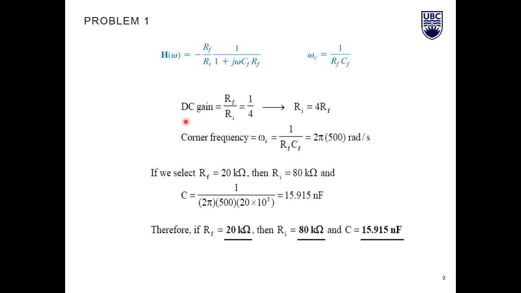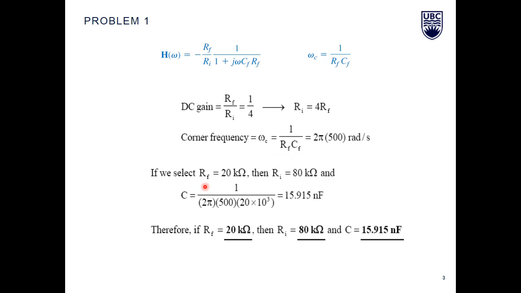So the question asks us to have a DC gain of 0.25. The DC gain in this transfer function is RF over Ri, and if we put RF over Ri equal to 1 over 4, then we have Ri equal to 4 times RF. And it also gives us the corner frequency to be 500 Hertz, so in radians it will be 2 pi times 500 radians per second. If we put omega c equal to this number, we can have a relationship between RF and CF.